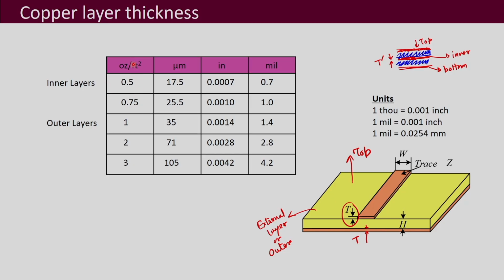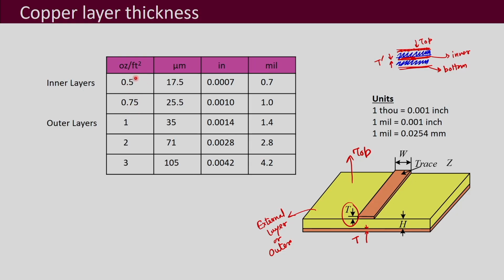That is usually like this, your 0.5 ounces per feet square, or it is also given in microns, in inches or in mils. So, this is the conversion that is written over here in the units, and ounce is actually a unit of weight. So, in terms of copper weight also the copper thickness is specified.